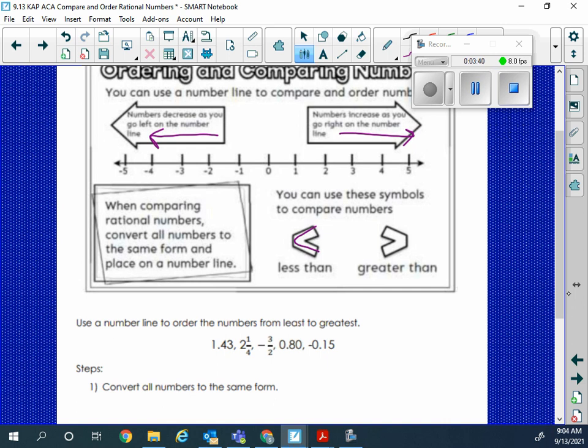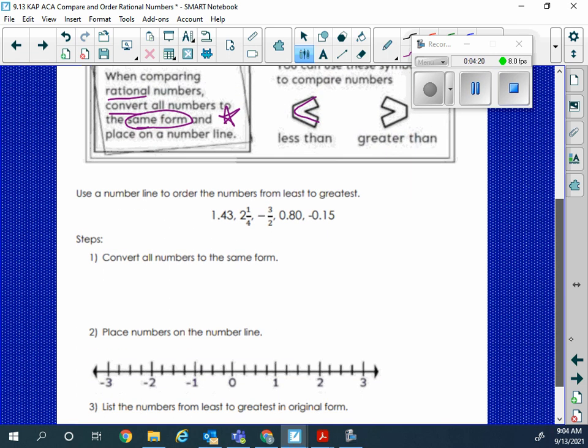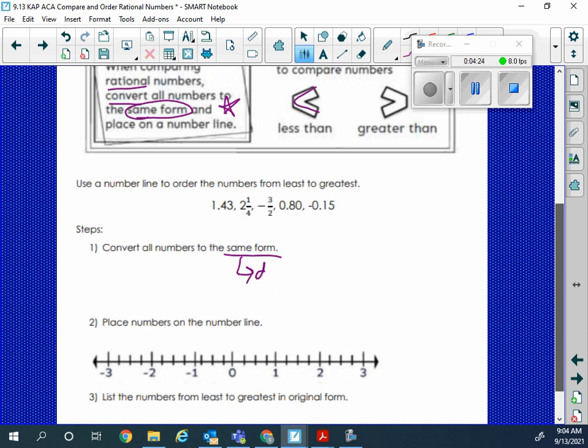Okay, fractions and decimals. So when you're comparing rational numbers, you want to convert them all to the same form. That's important, guys. If I'm writing it, you should be writing it the same form. Meaning, if you look at our example here, 1.43, 2 1/4, and so on, you have fractions and decimals. We want them to all be the same form. So, do you think it would be easier to convert them all to fractions or easier to convert them all to decimals? What's easier to look at? Decimals. So we want to convert them all to decimals, okay? Same form, and usually that will be decimals. Now, if they were all fractions and you just had one to convert to fractions, it might be easier to just convert them all to fractions. But for the most part, it's a lot easier to see decimals, and I'll show you why.